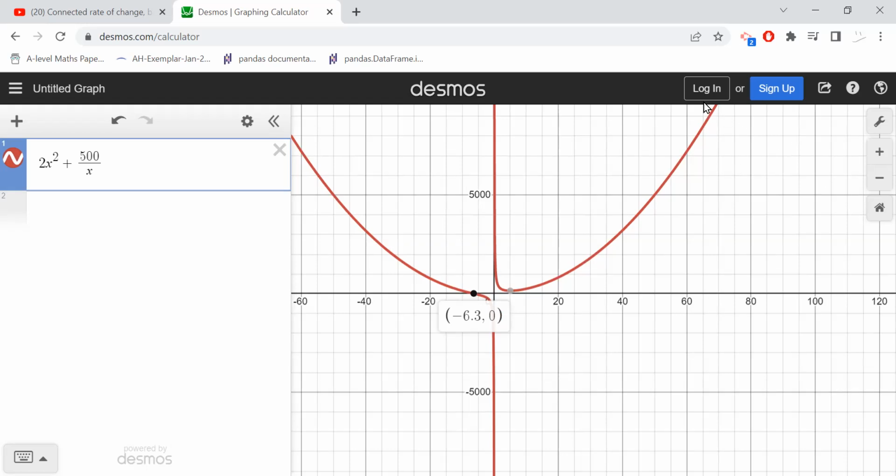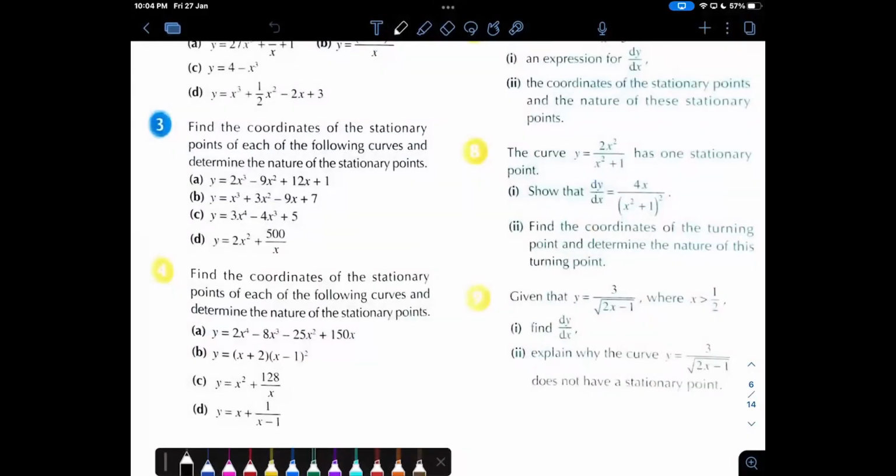Do you need to rush off? No need to rush off. Okay, good. Then I'll just continue. Let's go. Okay, share screen again. What was I doing? Question 3D.